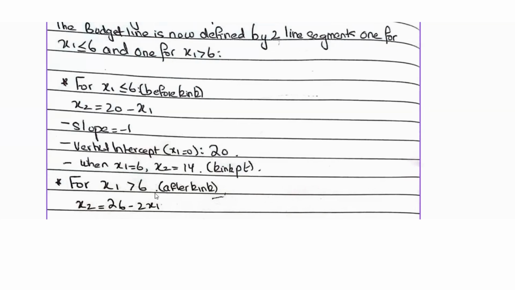Now we know for x1 greater than 6, the budget line is defined by this equation: x2 is 26 minus 2x1, so this is the region after the kink. Again, this is also in the y equals mx plus c form, so we can identify the slope as -2 as the coefficient of x1.